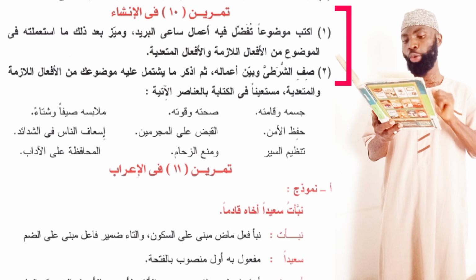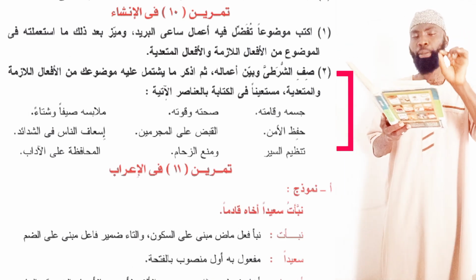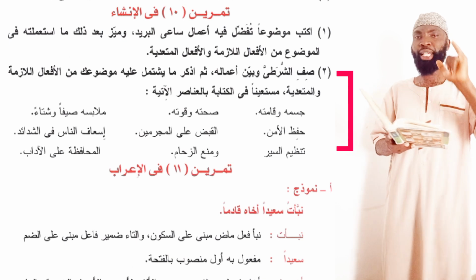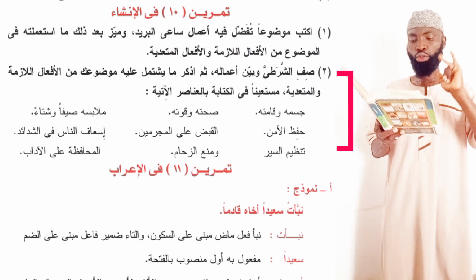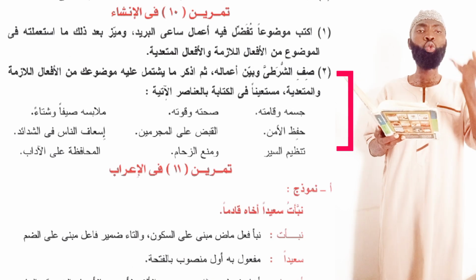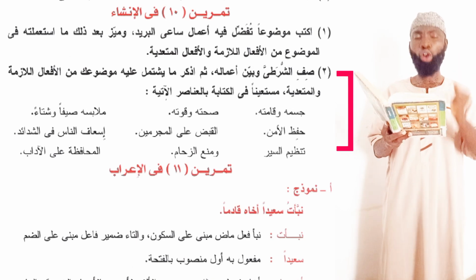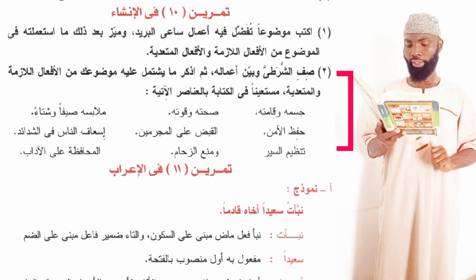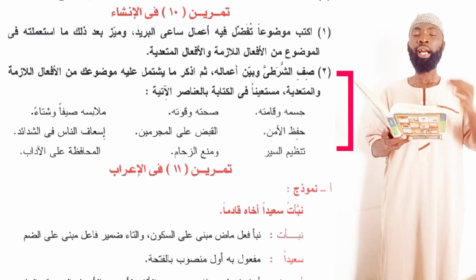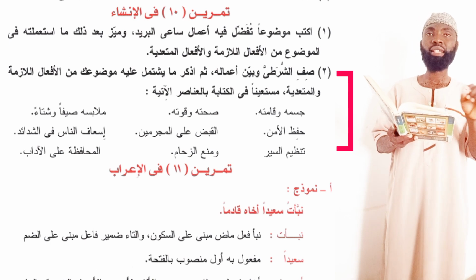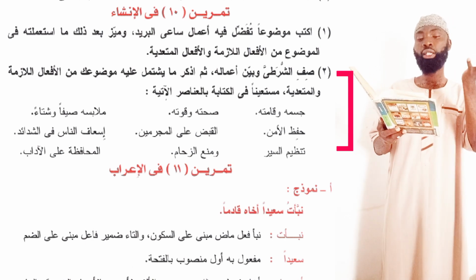Lastly, we have number 2: describe a policeman and explain his work. Then mention what your topic contains of the intransitive verbs and the transitive verbs, helping yourself in writing this topic under the following titles.